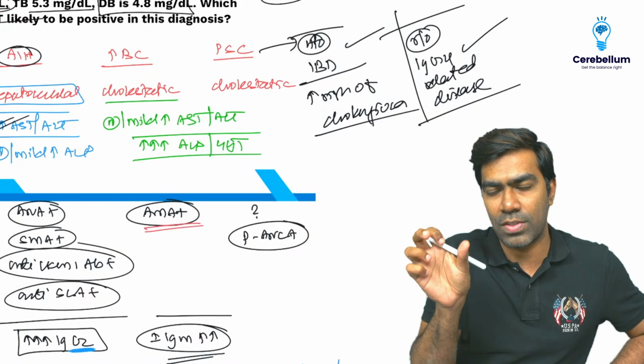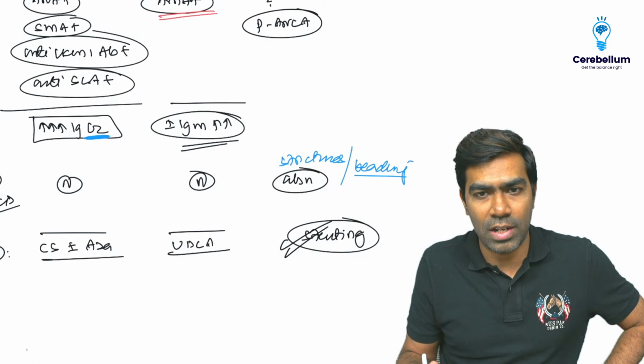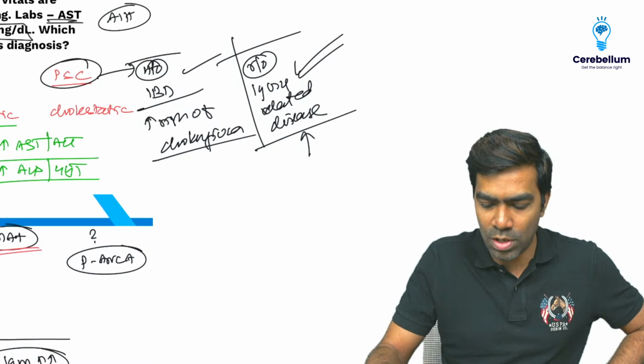That's a separate disease. Why is it important? Because primary sclerosing cholangitis has no treatment. You have to go only for palliative stenting. But IgG4 related disease can be treated with steroids, immunosuppression. It will respond very nicely. That's the reason you have to rule this out, because it's a treatable problem. PSC is not treatable.